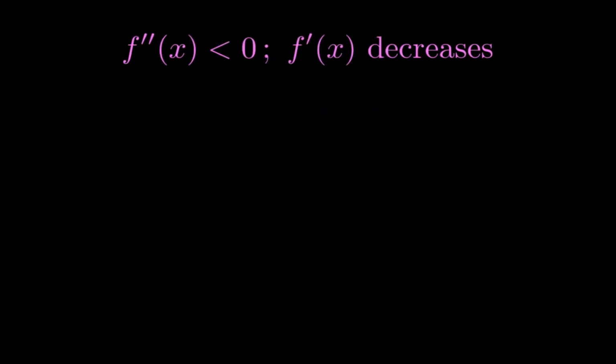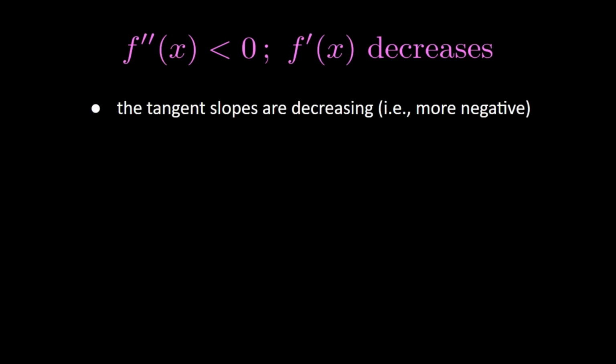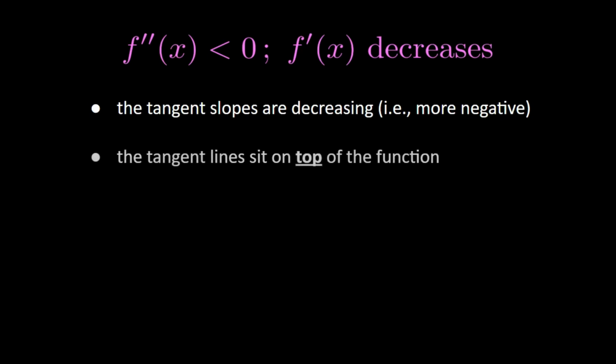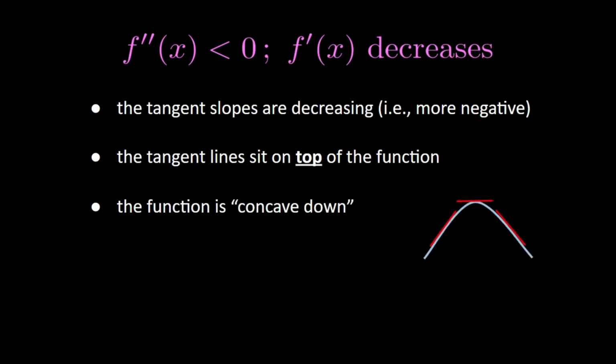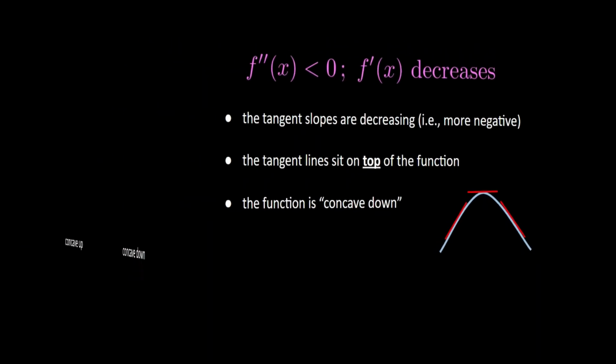Now if the second derivative is negative, that tells you that your first derivative is getting smaller and decreasing, so your tangent slopes are decreasing, meaning more and more negative. So the tangent lines will now sit on top of the function, and we say the function is concave down. Here's a visualization of that, with tangent lines getting more and more negative, sitting on top of the function. Again, we have a stationary point in the middle that doesn't necessarily have to happen, but is also pretty common.